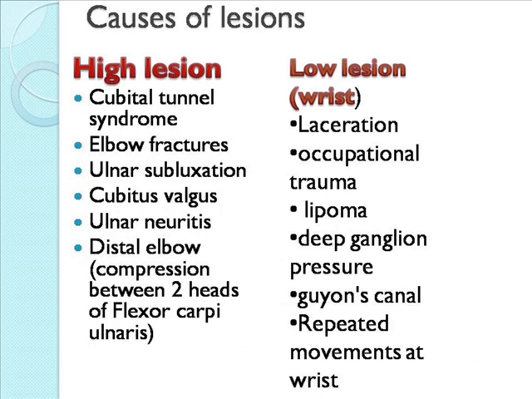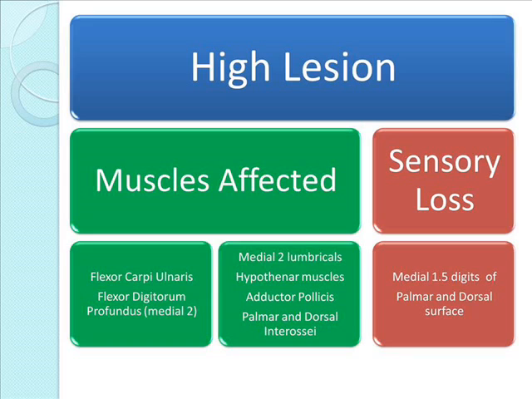Some causes of the high lesion include cubital tunnel syndrome, elbow fractures, ulnar subluxation, cubitus valgus deformity, inflammation of the ulnar nerve, as well as flexor carpi ulnaris heads compression. Low lesions include laceration, trauma, lipoma, ganglions, Guyon canal syndrome, as well as repeated movements at the wrist.